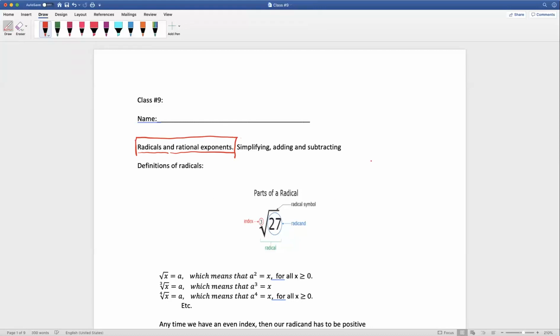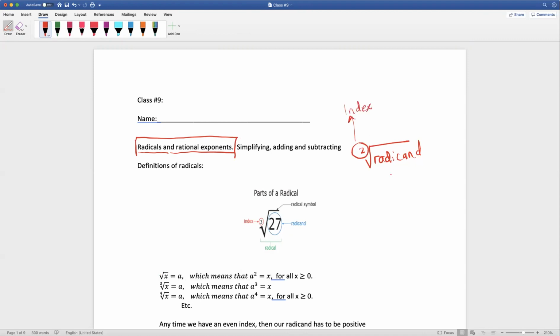Well, let's get you through some language first. You may have seen radicals before, that they have this general format over here. And there's a bunch of different parts of a radical. First of all, this is what we call the radical symbol. The number on the inside of the radical, we call that the radicand. The number that's on the outside of the radical, sometimes we'll see a 4, sometimes we'll see a 3. If you don't see a number on the outside of the radical, it's always assumed to be a 2. This is what we call the index.